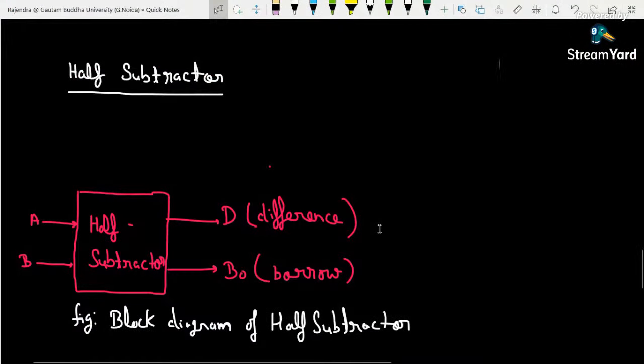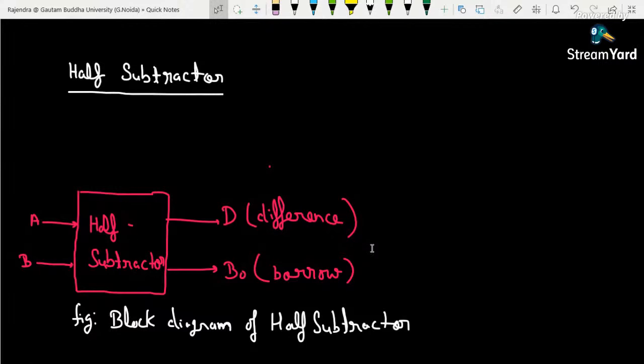Hello friends, in this lecture I will discuss half subtractors and their designing. So first of all, what is a half subtractor? A half subtractor is a combinational logic circuit which is used to perform binary subtraction of two numbers with the size of a single bit each, and it gives two outputs. Those outputs are known as difference and borrow.